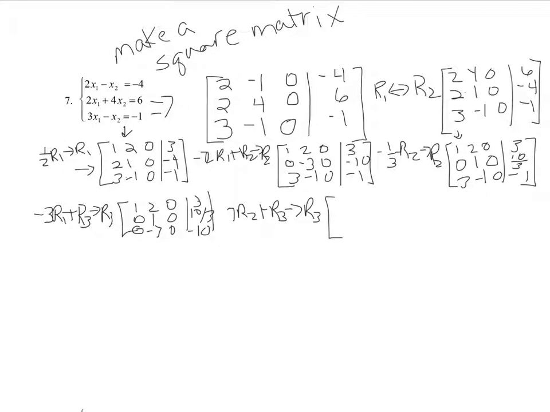All right. 1, 2, 0, 3 on the top row. 0, 1, 0, 10/3 on the second row. And then on my last row, if I multiply the second row times 7 and add it to the bottom row, I'm going to have a 0, a 0, a 0.